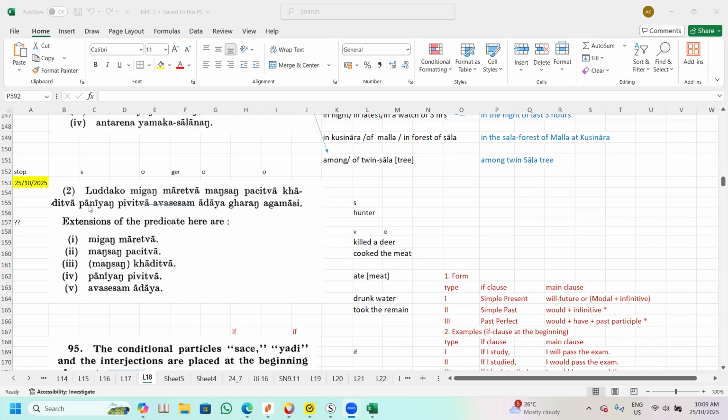Okay, we continue lesson 18 on the syntax of Pali. This is where we stopped.